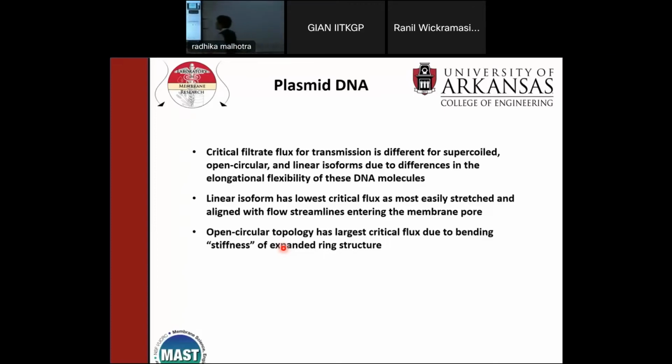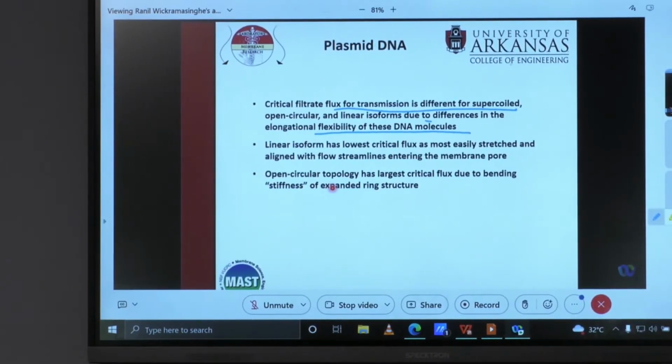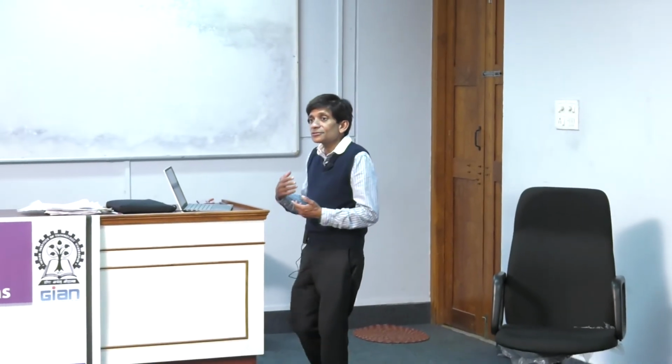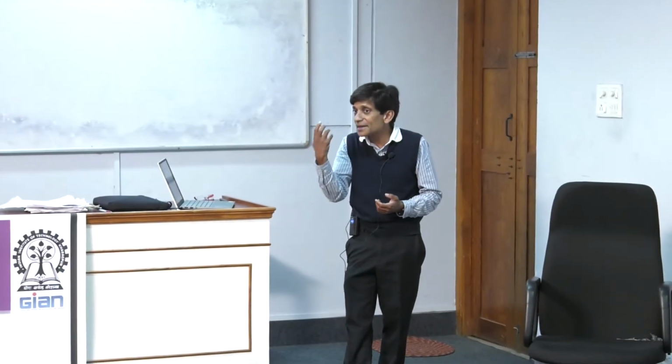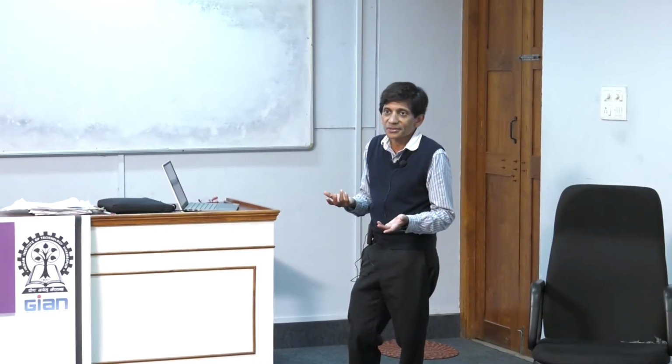So the linear isoform has the lowest critical flux and is most easily stretched and aligned with the flow streamlines entering the membrane pore. The open circular topology has the largest critical flux due to the bending stiffness of the expanded ring structure. So one could hypothesize then a separation where you have these three isoforms. You first run it at low flux and you remove as much as you can of the linear isoform, right? And then you run at a higher flux, maybe, and try to recover as much as you can of the isoform you want while rejecting the isoform you don't want. Okay, that's one way to do this.